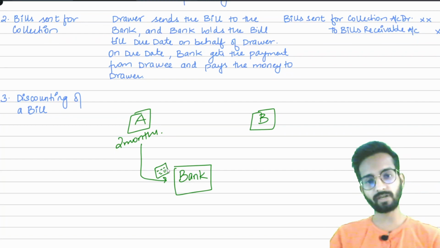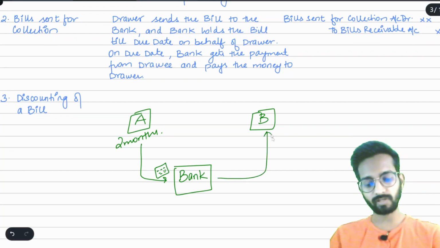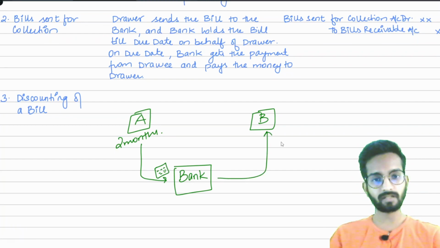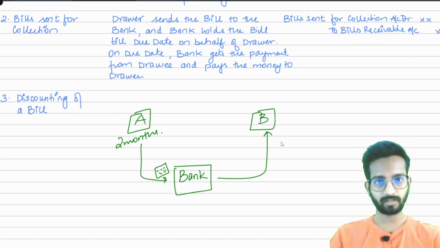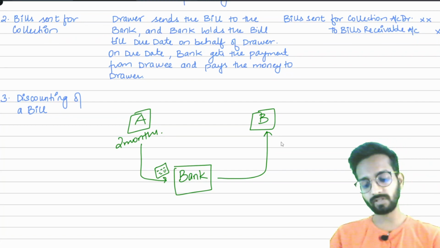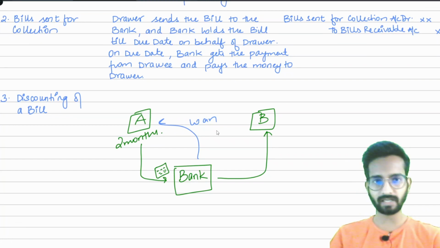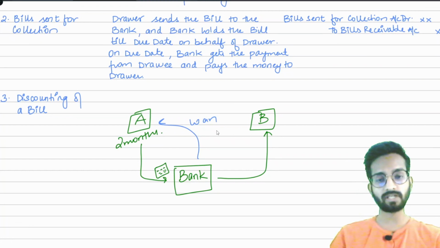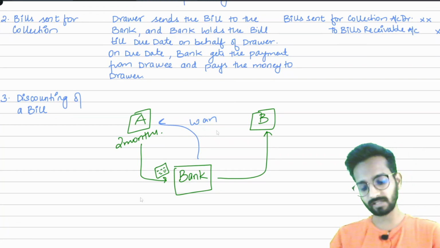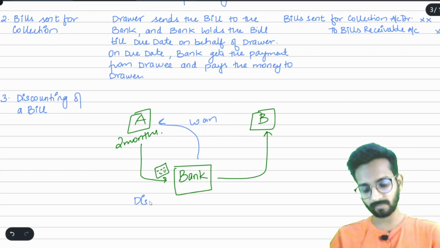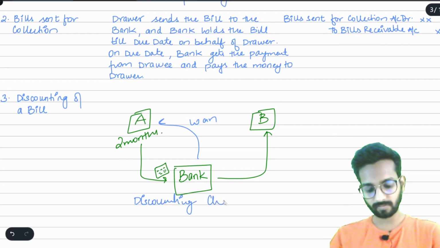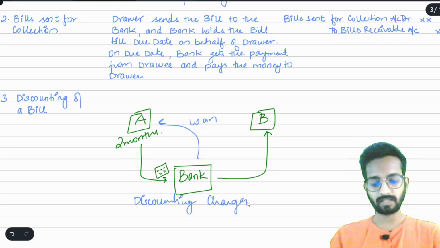Now on the due date what will happen? The bank will go to B and B will pay the money to the bank. Understood? See, now you will say, sir, the bank is giving a short-term loan to A. Correct, it is giving the loan. So sir, when the bank is giving a loan, there must be some interest charges. Of course, those interest charges here are called discounting charges that the bank will deduct.